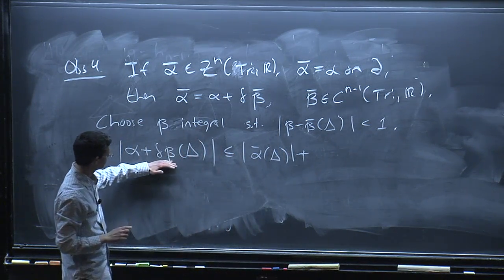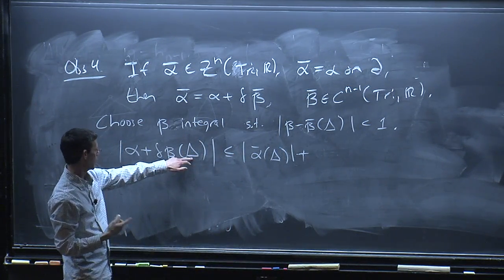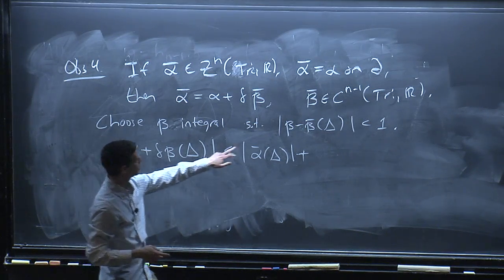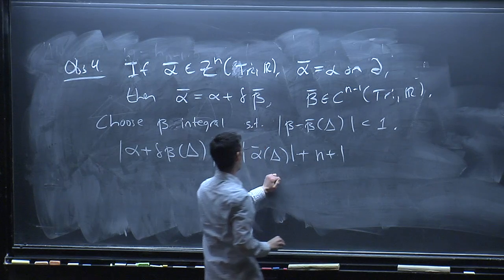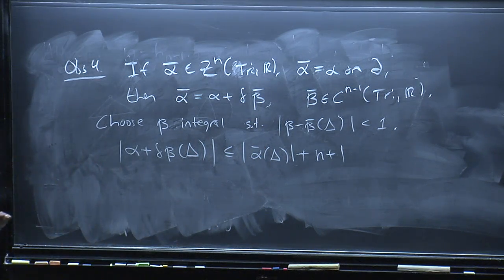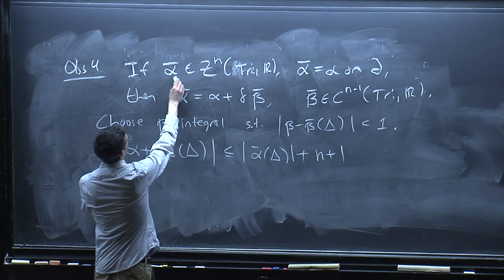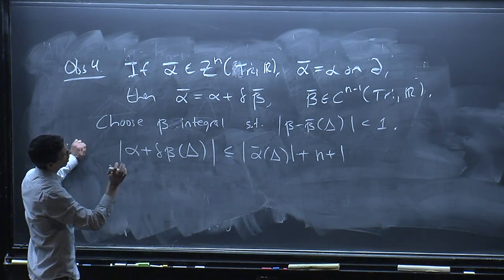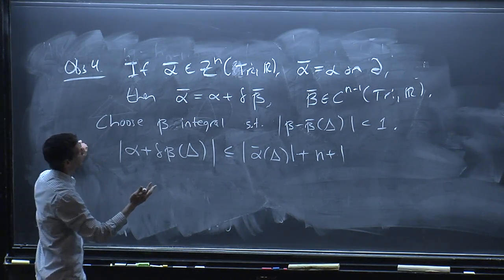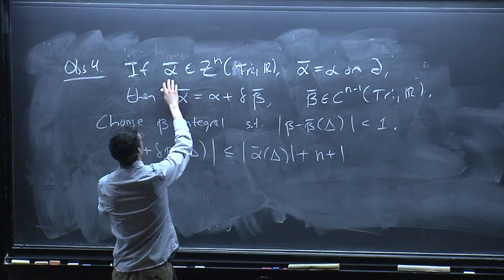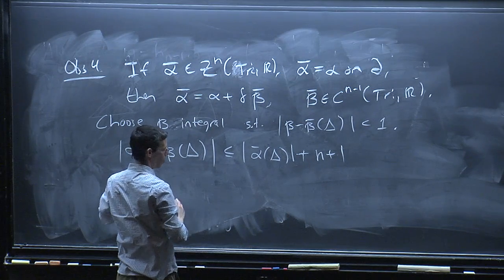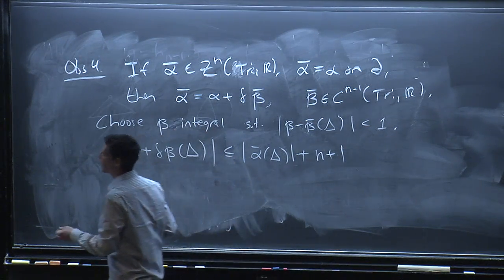But if I look at delta beta on an n simplex, it has n plus 1 faces, and on each face I have a rounding error of size 1. So here, an error of n plus 1. So therefore, we only really have to find this alpha bar. We have a cocycle extension problem. We have a cocycle on the boundary, which is small, and we just need to extend it to a small cocycle on the whole ball. So let me write that down.